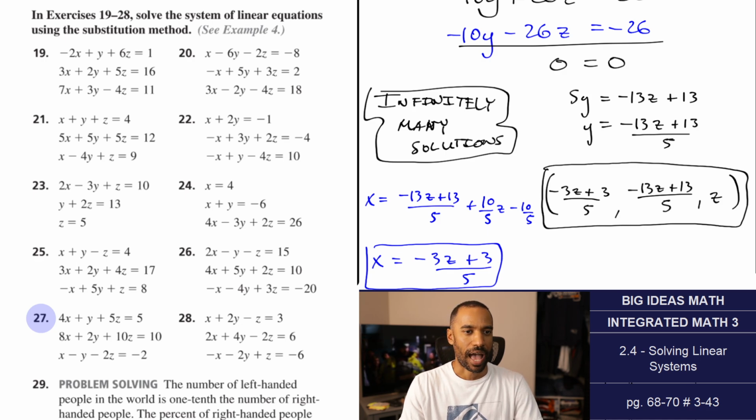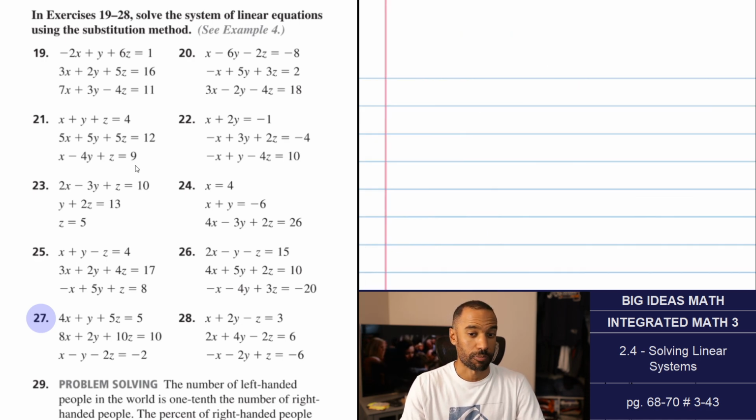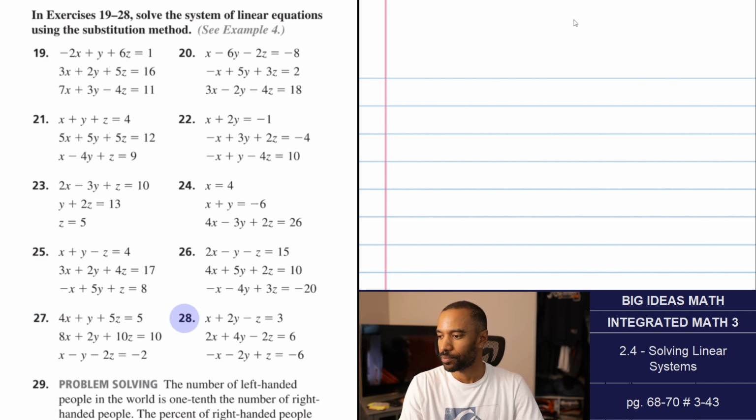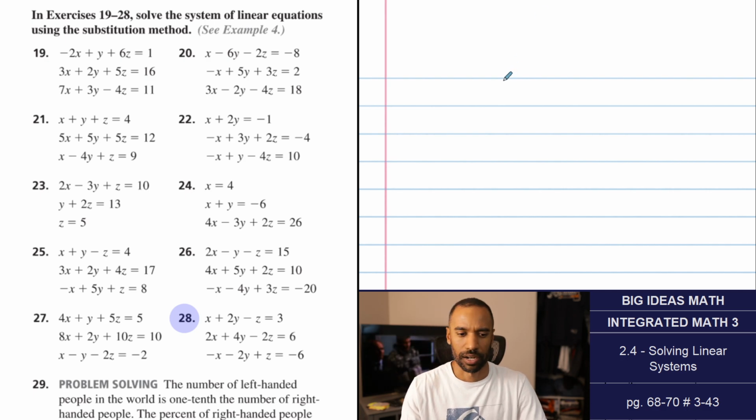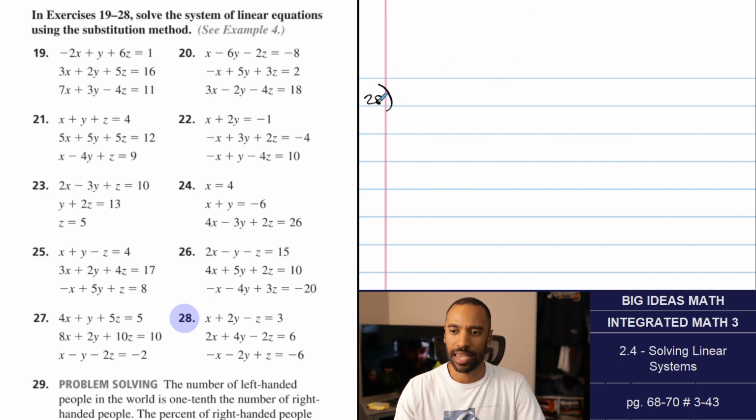Okay, last one, number 28. Not the last problem of the set. In fact, we'd still have like 15 more problems to go after this. Kind of late on my end. All right, number 28.